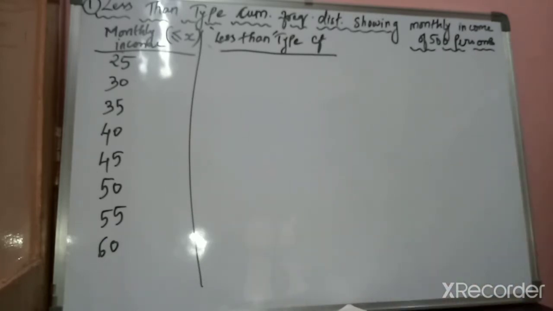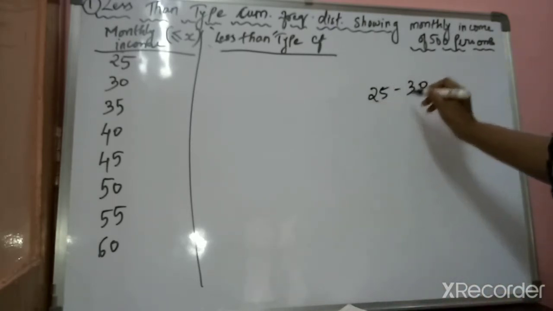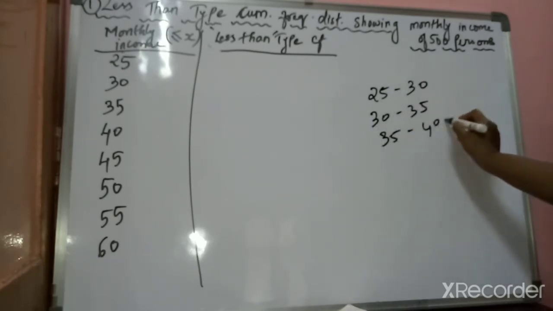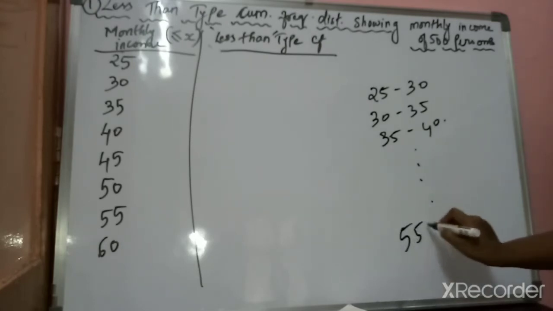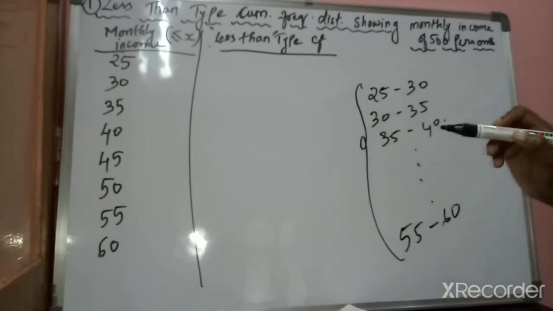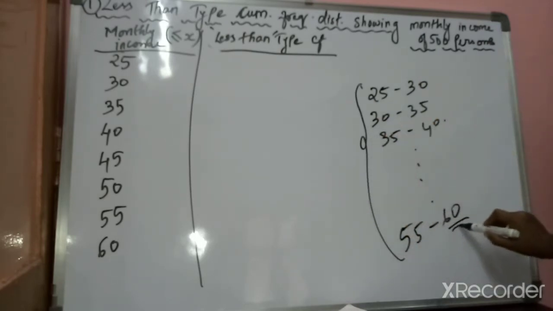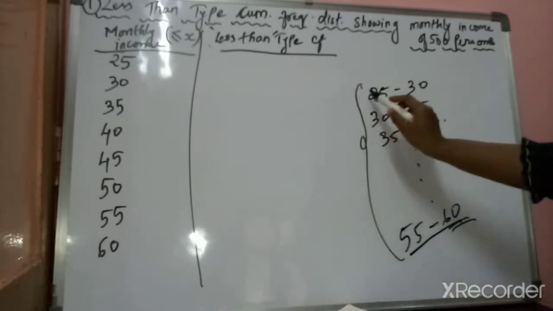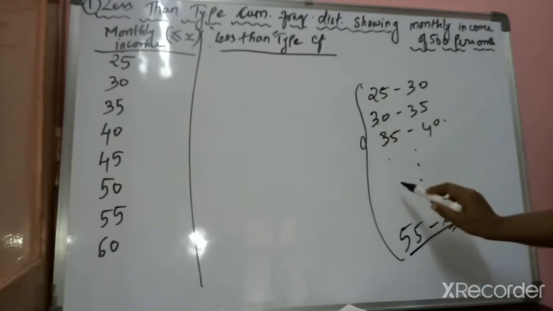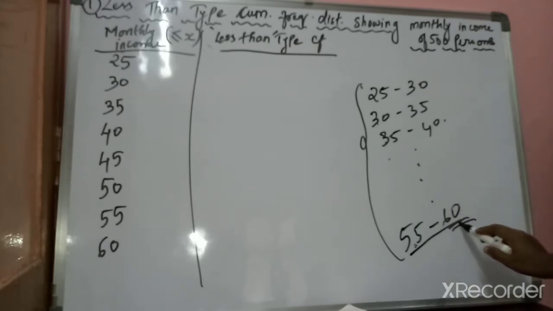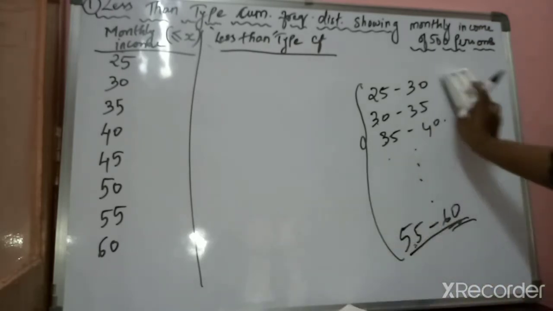So first of all, as this is given in continuous frequency, the classes are like this: 25 to 30, then 30 to 35, then 35 to 40. Like this it has been given. The last class is 55 to 60. So you have to take the lower boundary, and in the end you have to take the upper boundary of the last class. Clear? So like this I have taken 25, 30, 35, 40, like this it has gone to 55. After 55 you have to take 60 also. Clear? In the end. Now I hope this is clear to you.